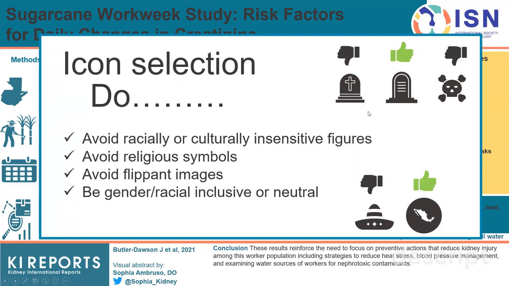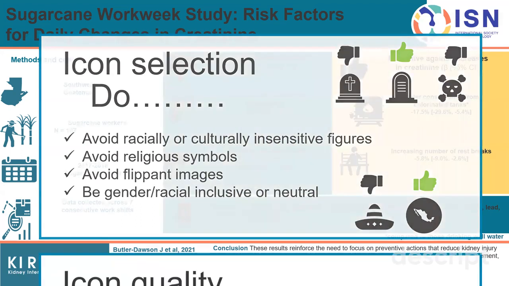So if you're going to be talking about mortality, not everybody is Christian. So if you choose a tombstone that can reliably represent mortality, remove the religious symbols. Also, avoid flippant images. Utilizing a skull and crossbones is not necessarily the most sensitive way to communicate mortality. And then also be gender and racial inclusive, or neutral. So if you're going to be talking about an entire population, you need to be including both genders and all races, or you can choose icons that are more neutral.